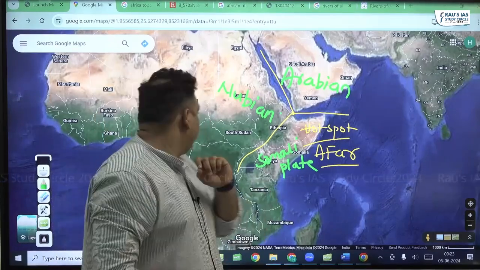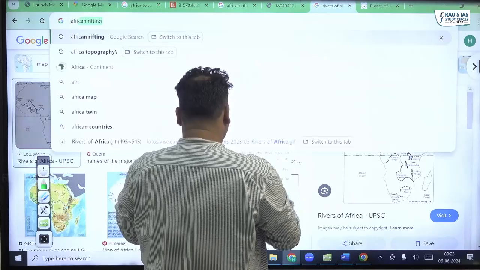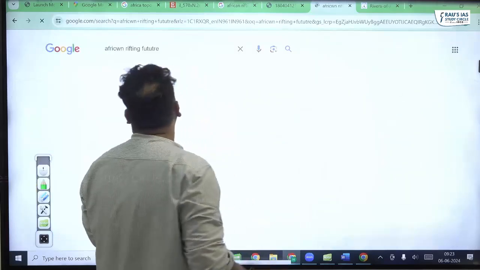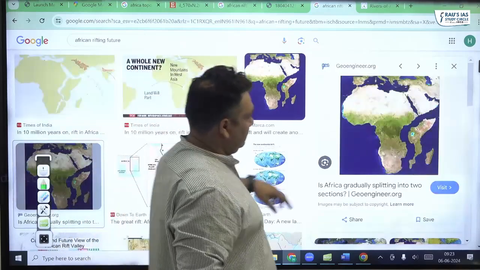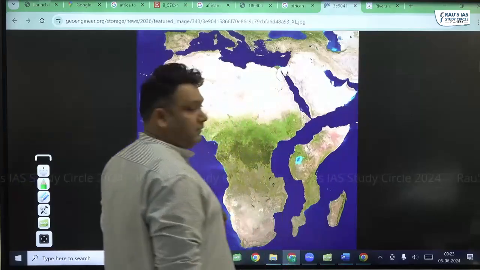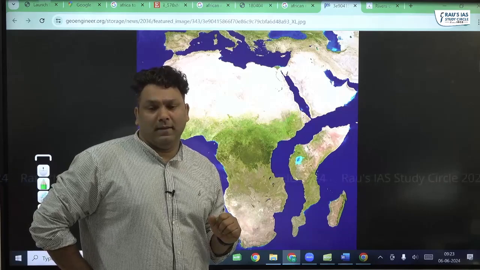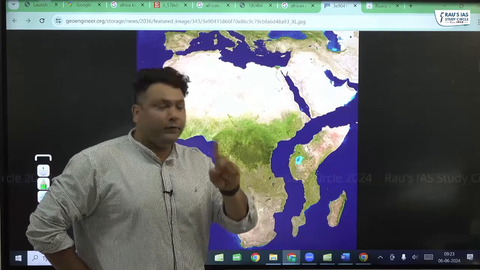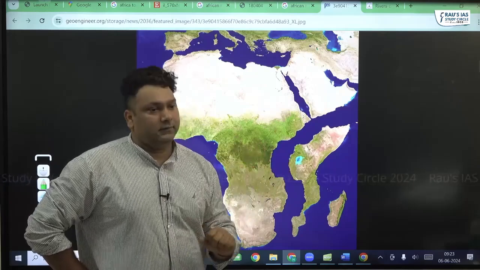And in future, this Somali plate will be separated, forming an ocean in between. So here also you can see Lake Victoria. Victoria is not part of the rifting.